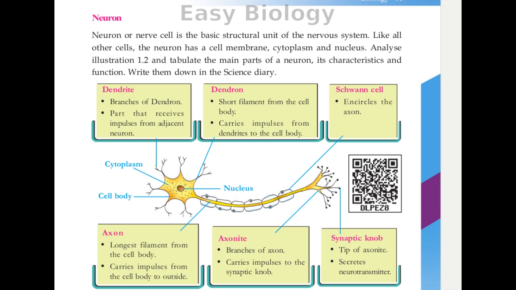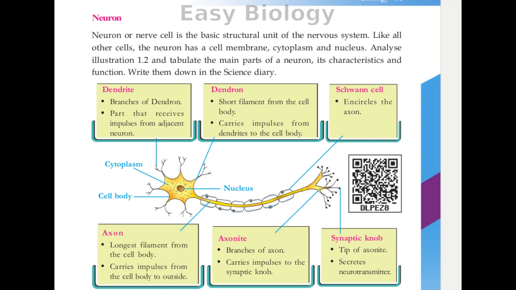The first one is dendrite. It is a branch of dendron. It receives the impulses from the adjacent neuron. The next part is dendron. It is a short filament from the cell body and it carries the impulses from dendrite to the cell body.